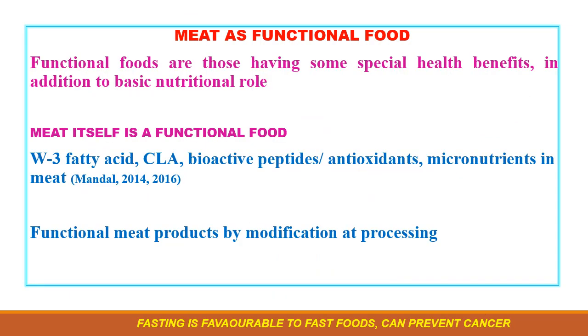Now we are at the fourth and last part of this lecture today. So far I have told about the basic life process, about the nutrients in meat or nutritive value of meat, and thirdly about the role of meat in health. Now I am going to talk about meat as a functional food. Functional foods are those having some special health benefits in addition to the basic nutritional role. So in that sense, meat itself is a functional food.